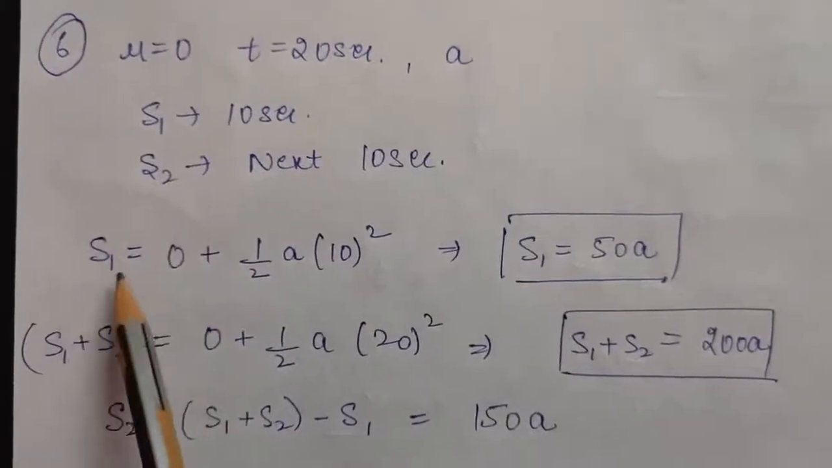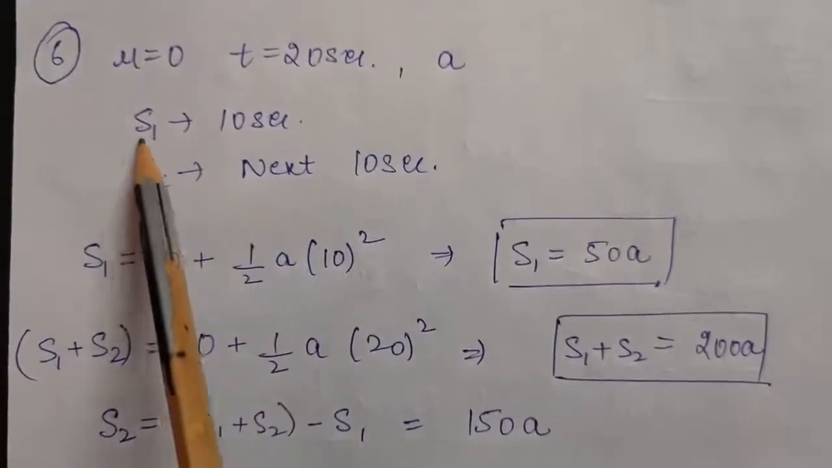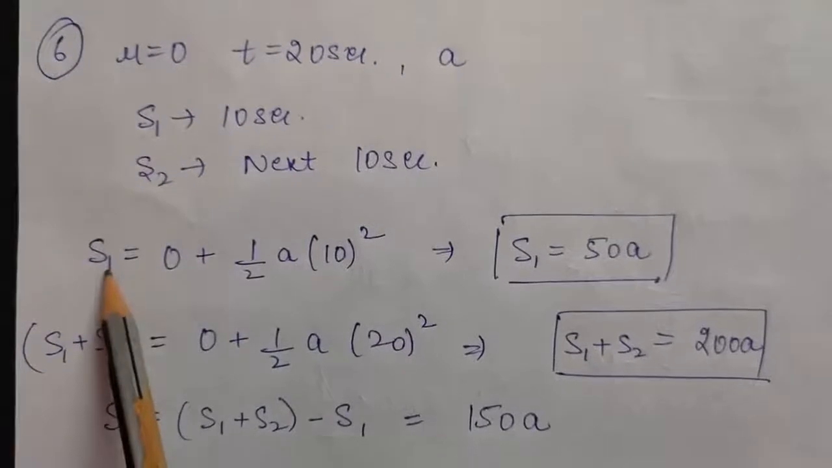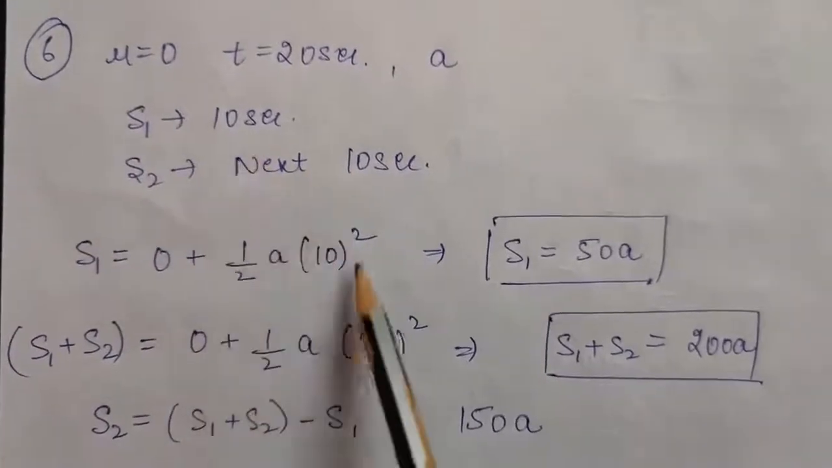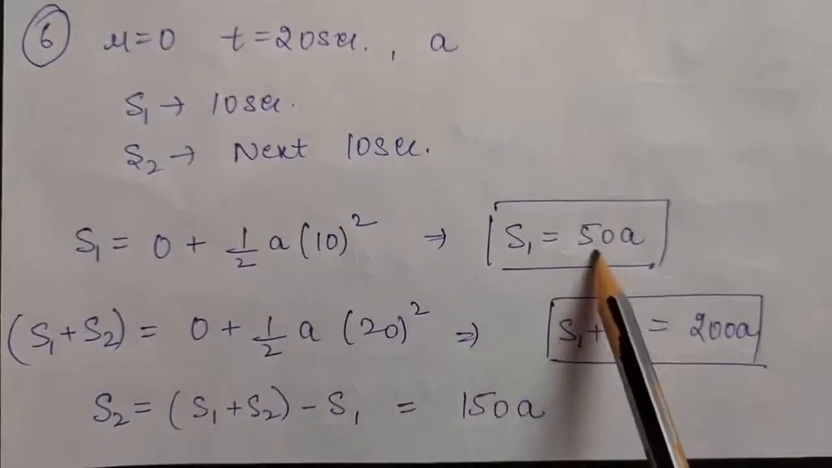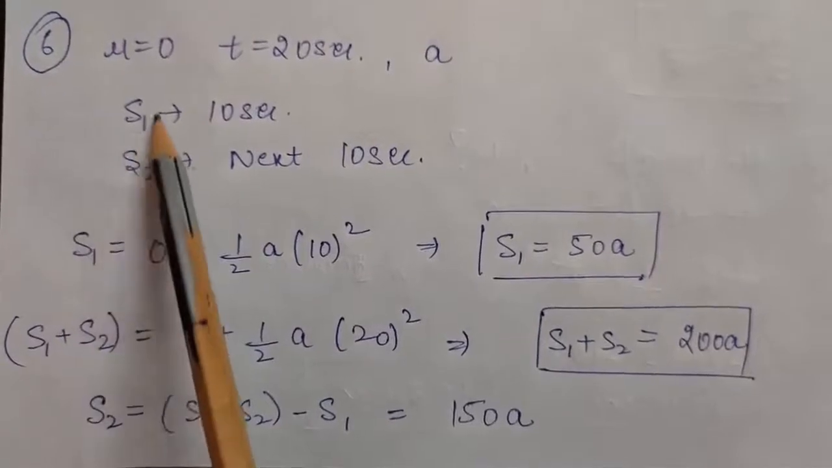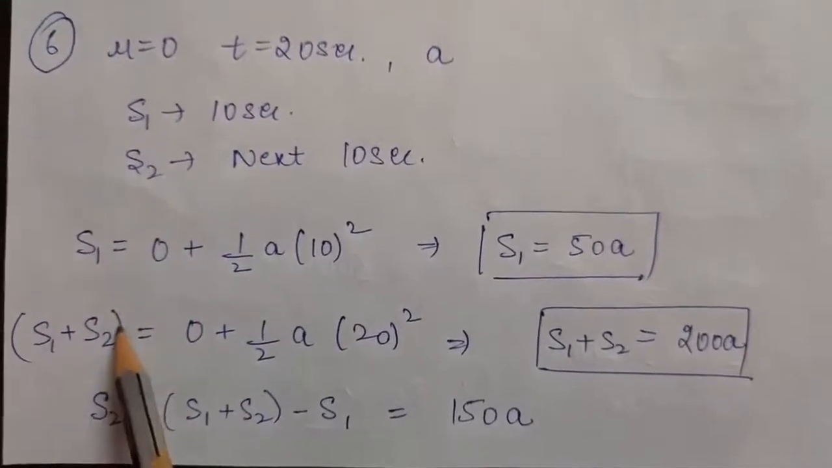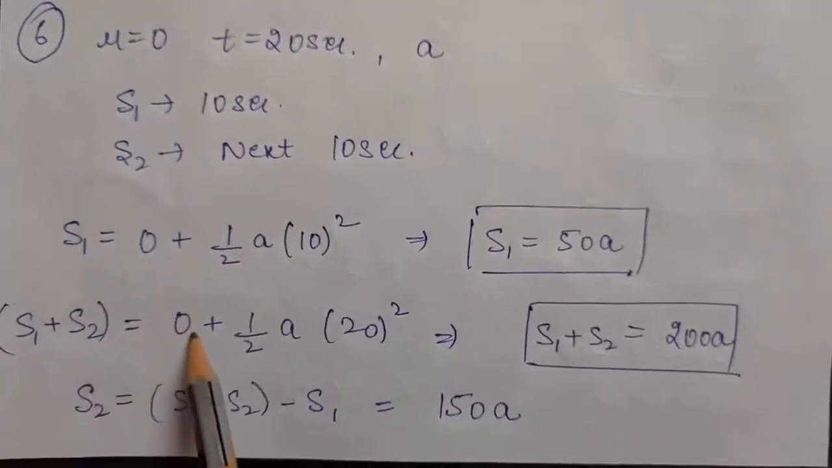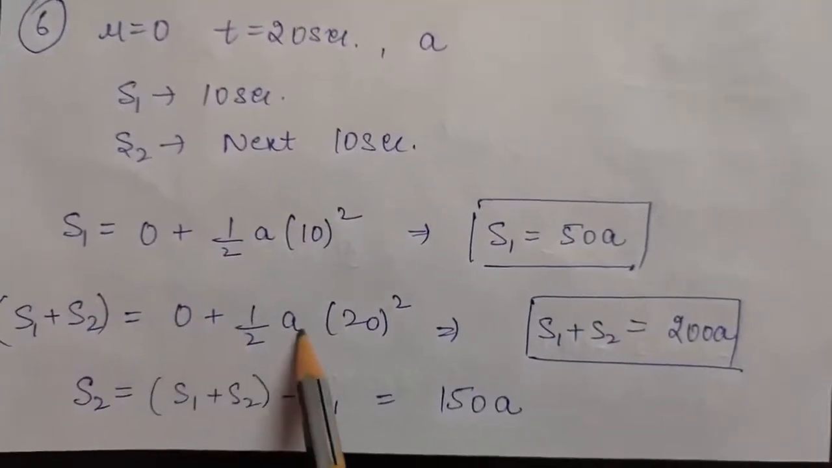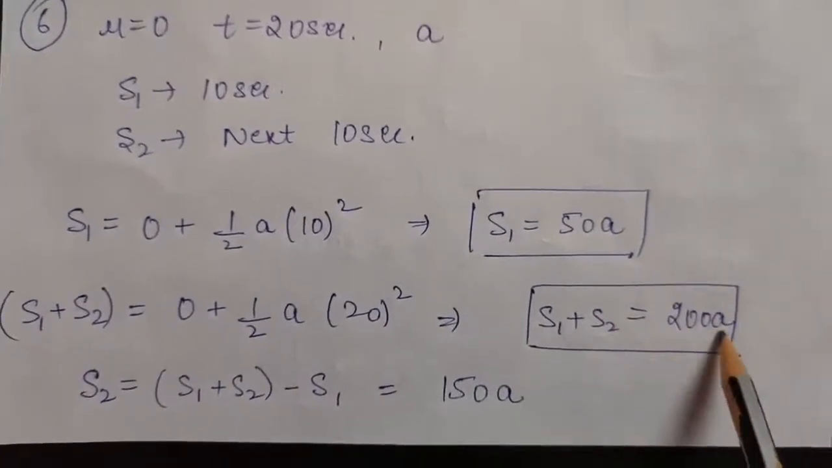So for that we will be using the equation s is equal to ut plus half at square. First of all, let us use it for s1. So s1 will be ut, u is 0, it will be 0 plus half a, t is 10. So from here you will get s1 is equal to 50a. Now let us calculate the total distance traveled, that is s1 plus s2. This is the total distance traveled in 20 seconds. So total distance traveled is equal to ut, again u is 0, plus half a t square. From here s1 plus s2 will come to be 200a.